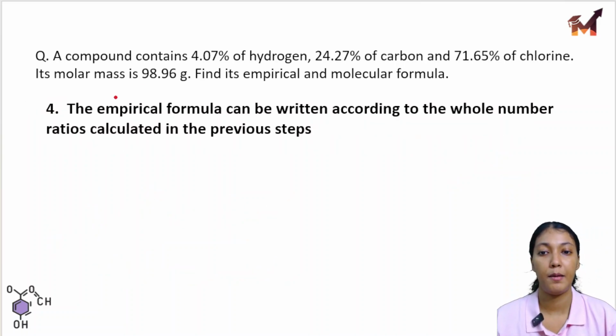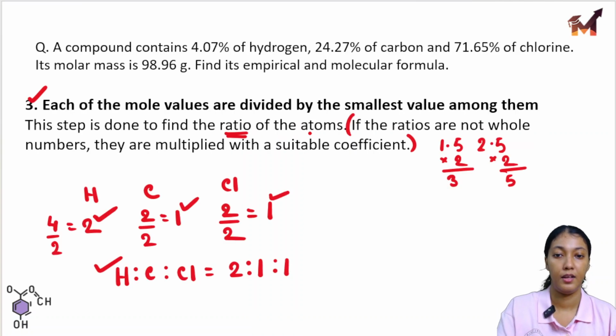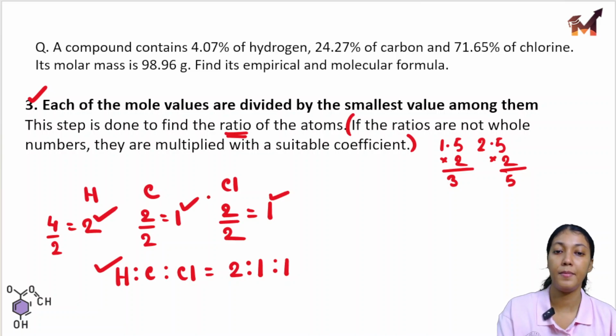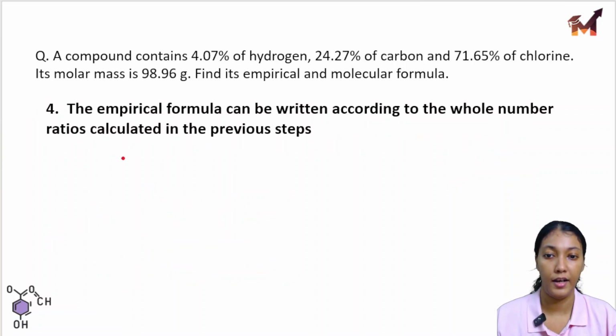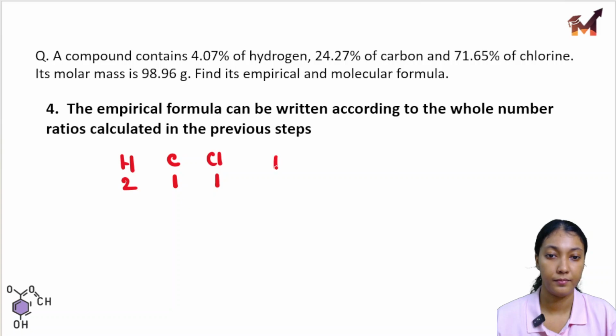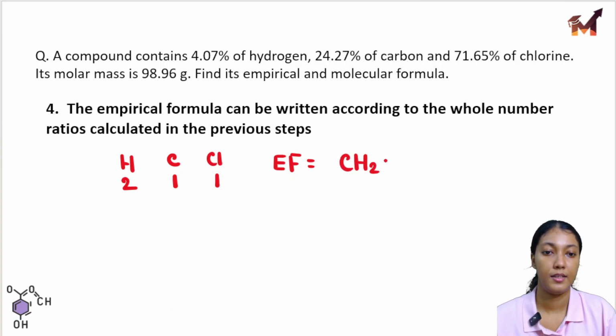The fourth step is the empirical formula can be written according to the whole number ratios calculated in the previous step. तो इस स्टेप में जो होल नंबर रेशियो हमने निकाले हैं उस हिसाब से हम एम्पेरिकल फॉर्मूला को जस्ट सिंपली लिख देंगे. So H was 2, carbon was 1 and chlorine was also 1. So the empirical formula will be CH2Cl.